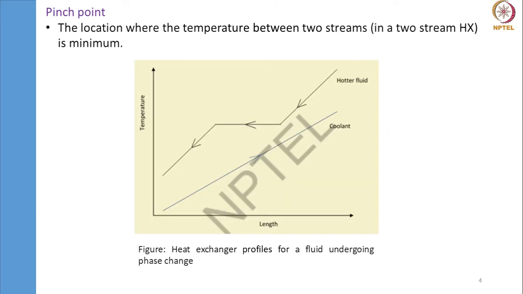We'll define one more term called the pinch point. Pinch point is defined like this: in a heat exchanger, the point where the temperature difference between the two interacting streams is minimum. So if you see the figure that I present on my screen, we have a pinch point at this location where the temperature difference between the two interacting streams is minimum. A heat exchanger can have multiple pinch points based upon the kind of fluids that we are going to use. Since this is a pure fluid, we only have one pinch point here.